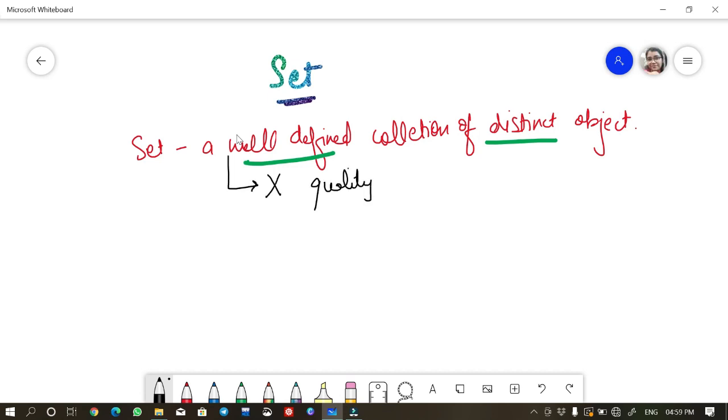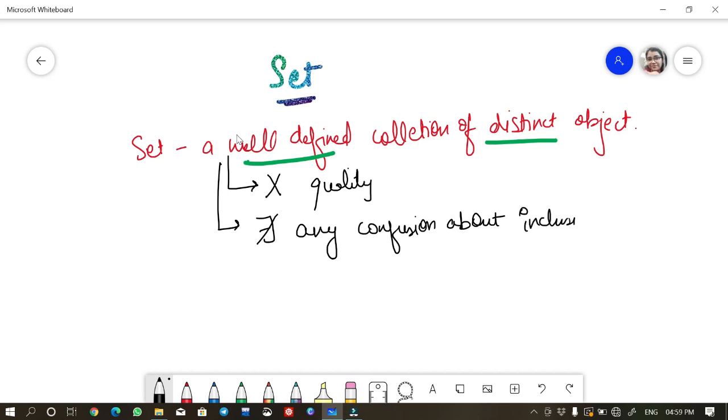By well-defined we mean that there does not exist any confusion about inclusion and exclusion of object, right? And this is the symbol of there does not exist.